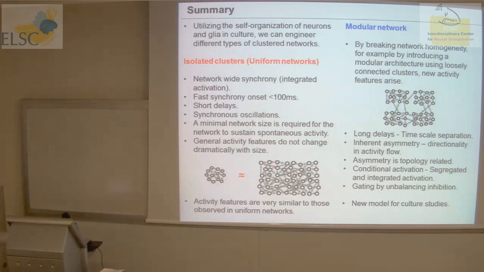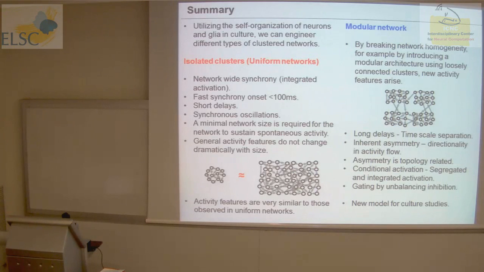So this is all in terms of the results. So let me just summarize everything. We've seen that you can utilize the self-organization of neurons and glia in culture to make those networks of clusters, the isolated clusters and connected clusters. If you look at isolated clusters, you can see that their activity is very similar to a large uniform network. And they are characterized by this fast onset of activity and the short delay between the neurons. And we've also seen that there's a minimal network size that is required to sustain those bursting activities.